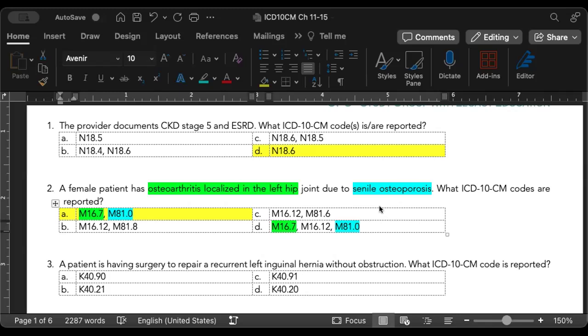Does that make sense? I think so, but I can locate osteoporosis, but I cannot locate senile here. What version of your ICD-10 book do you have? 2024. Who's your publisher?